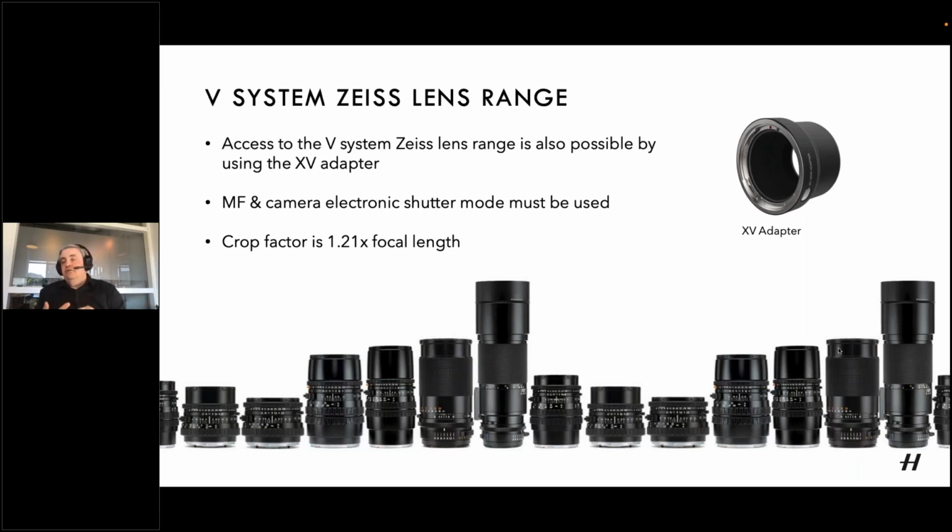But again, you can use focus peaking to help you, or focus magnification to enable you to get the image in focus. And again, because these lenses are designed to cover 6x6 film, there will be a crop factor in terms of the sensor being that bit smaller. So whatever focal length is marked on the lens, you'll get that 1.21 increase.